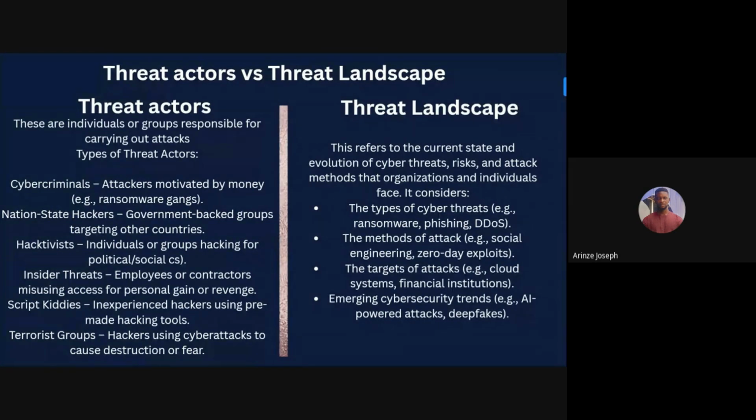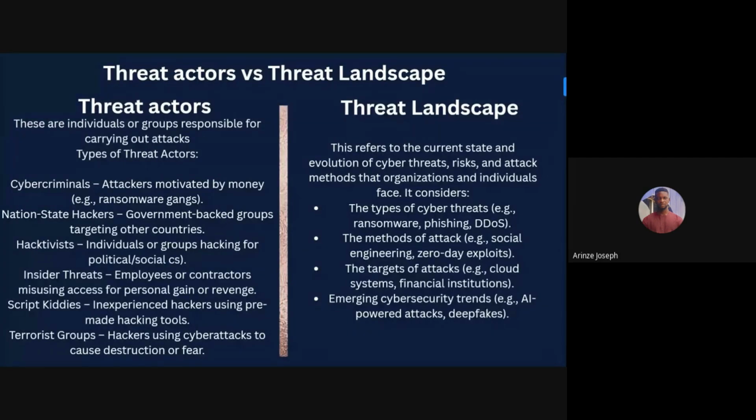Then there's insider threats. Insider threats are employees that are not well paid, or maybe employees that are not happy. So they do some malicious things to undermine the security of the company. And there's also script kiddies. Script kiddies are cybersecurity analysts that are learners, hackers that are still learning.